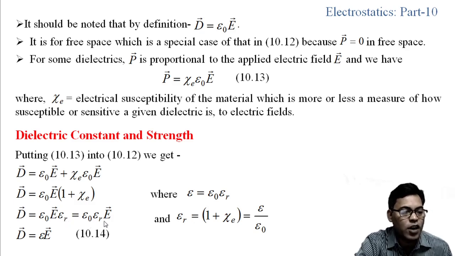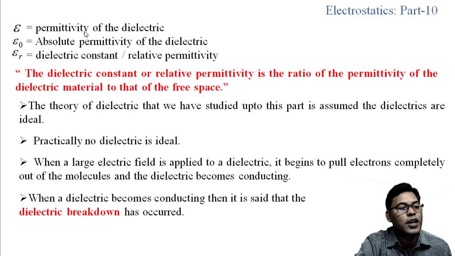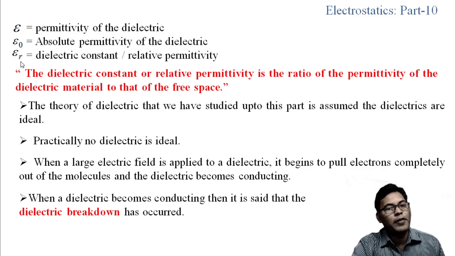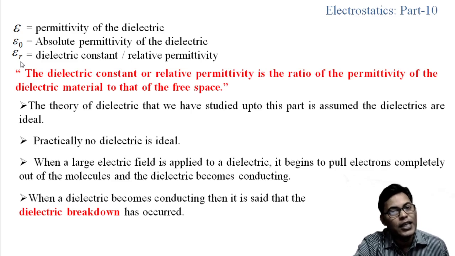So D equals epsilon naught epsilon r E, or ultimately D equals epsilon E, and we know epsilon equals epsilon naught epsilon r. Epsilon r is the relative permittivity, which equals 1 plus psi E, and that equals epsilon by epsilon naught. Here epsilon is the permittivity of the dielectric, epsilon naught is the absolute permittivity of free space, and epsilon r is called the dielectric constant or relative permittivity.